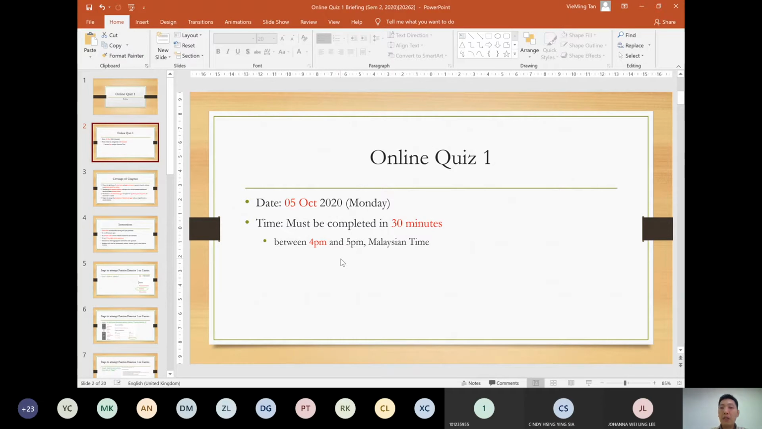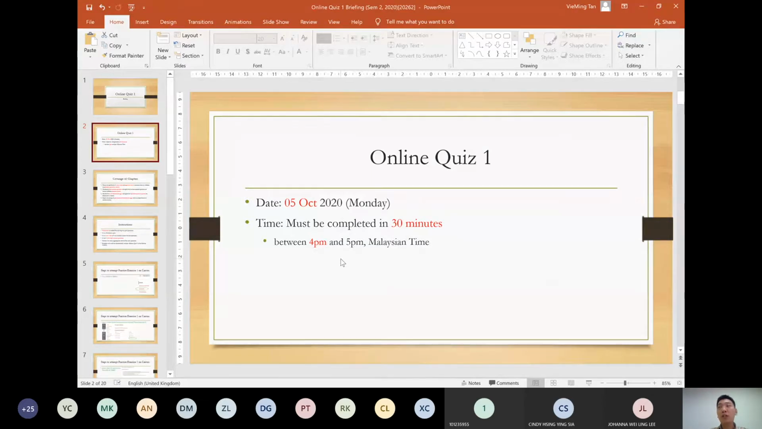and 5 p.m. What does it mean? That means if you start the quiz at 4 o'clock, you'll finish at 4:30. The system will automatically close. Okay, so you have only 30 minutes. However, if you start to attend the quiz at 4:10, that means you'll finish by 4:40.